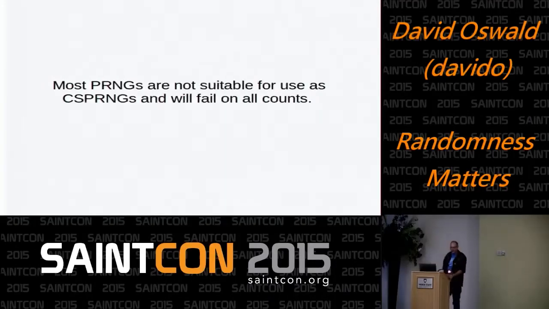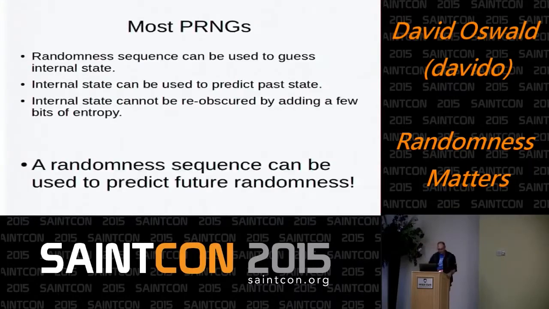Most PRNGs are not suitable as cryptographically secure random number generators. With most PRNGs, they will fail on all counts. Randomness sequences can be used to guess the internal state. The internal state can be used to predict the past state. The internal state cannot be re-obscured by adding just a few bits of entropy. A randomness sequence can be used to predict future randomness if you're just using rand or C's rand or Perl's rand or Python's rand, anybody's rand.